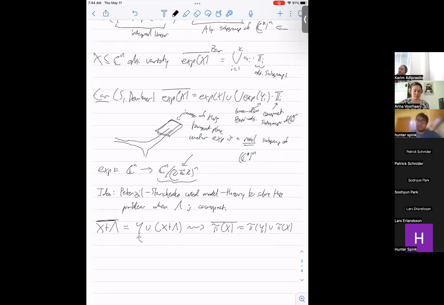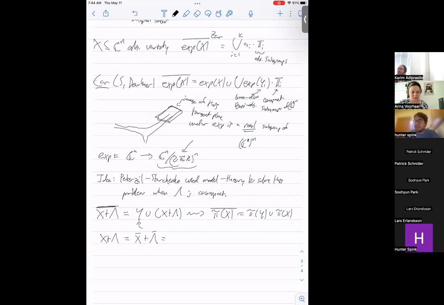Okay, so let me make some notes. As I said before, we don't want to take it to be the complement, because taking it to be the complement in the case that X plus lambda is, for example, everything, would end up with some scary set. And we don't want a scary set. We want a nice set. So here's the observation. X is some closed subset and lambda is some closed subset. So X plus lambda is equal to the closure of X plus the closure of lambda.